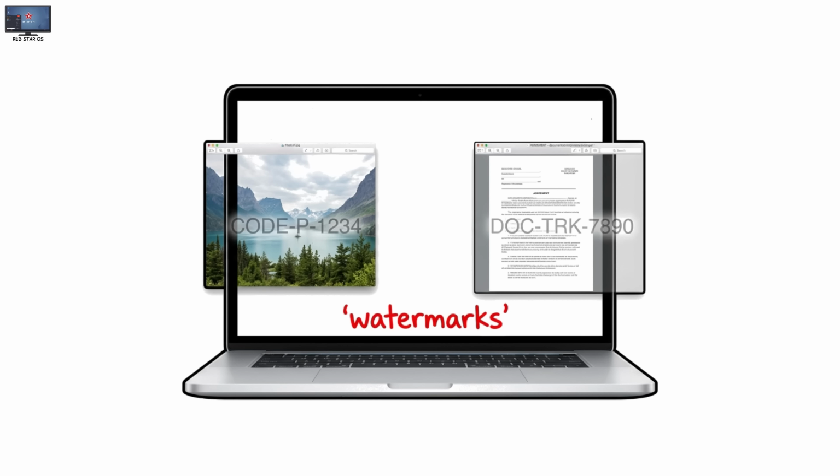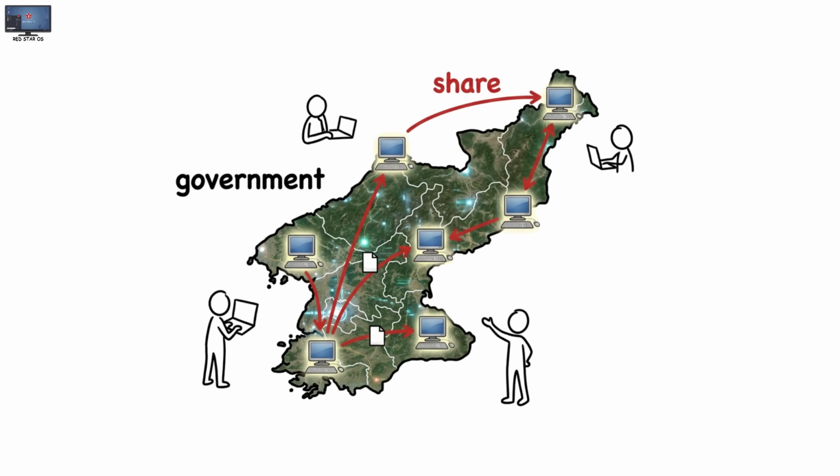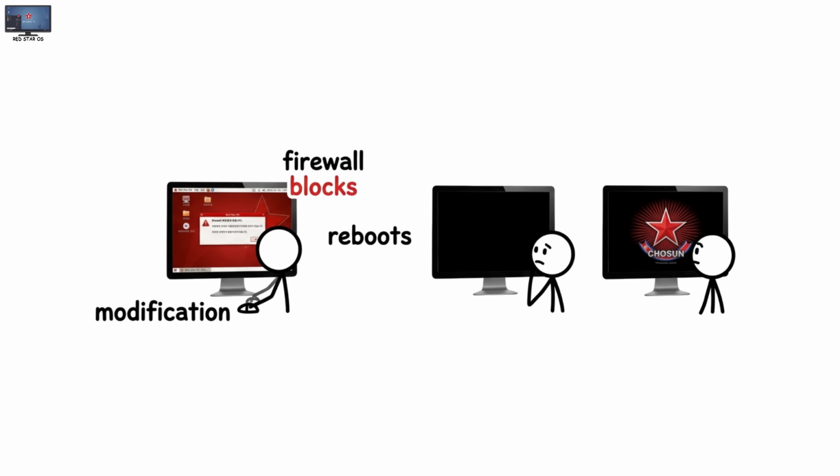It watermarks every file you open, documents, photos, videos, with a unique tracking code tied to your machine. If you share a file and the government finds it, they trace it back to every computer that opened it. The system blocks any modification attempts. Try to disable the firewall or change security settings, and it automatically reboots.